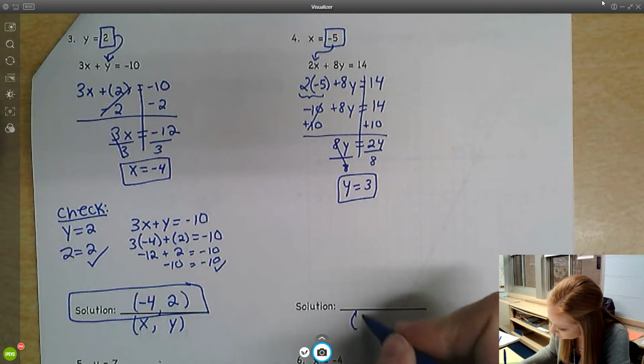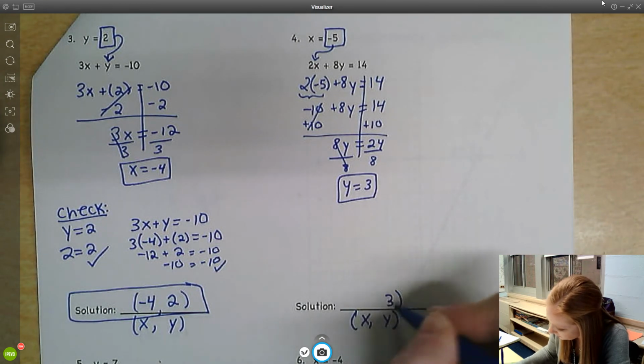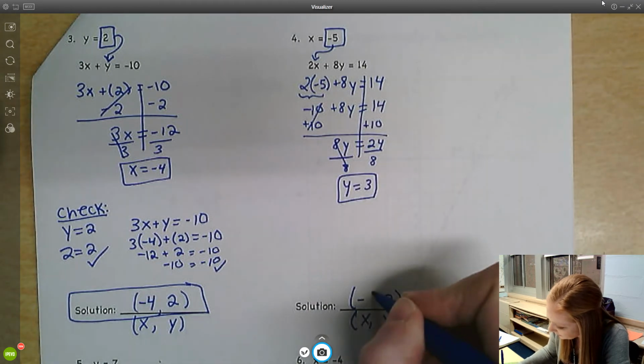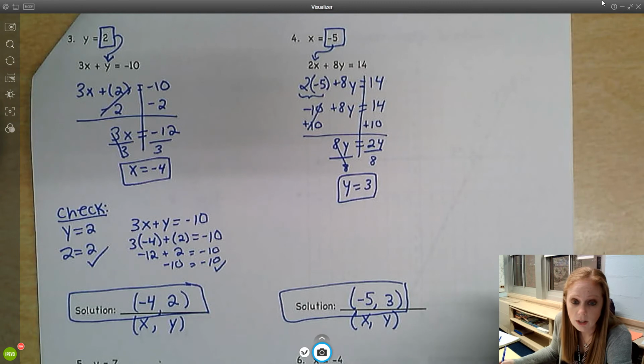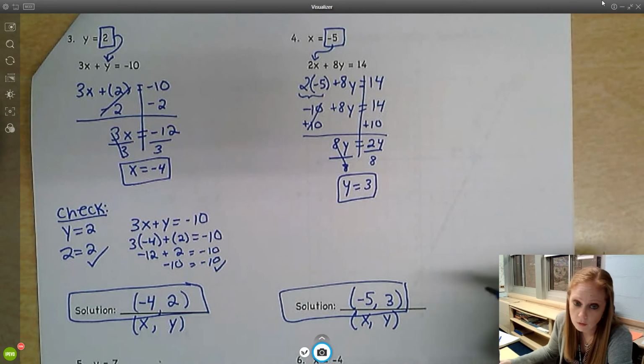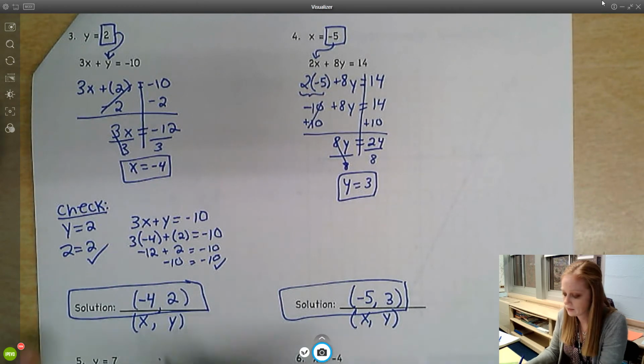All right, so for our solution, we just found out that our y was 3, and we know from the beginning that our x value was negative 5. Okay, I'm not going to check this one, but just know that you would rewrite both originals, plug in negative 5 for x, 3 for y, and make sure that it balances just like we did in this one.